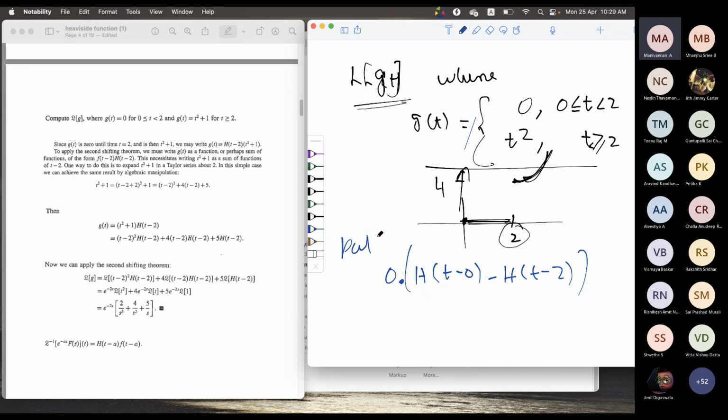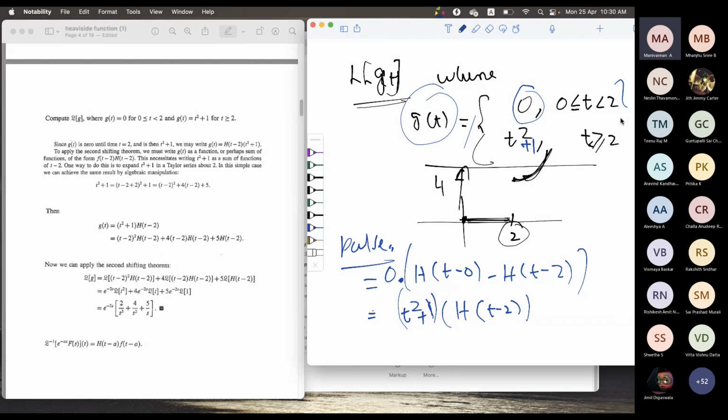Yes, sir. Then 0 into that, plus t square into h of t minus 2, right? Here it is t square plus 1. Consider this is plus 1, I missed it because it is given here. So t square plus 1 is the nature of this one, and this is my g of t. We transformed this g of t from the piecewise function to the pulse function, writing the function in one line form. You got the point why we are using the pulse function?